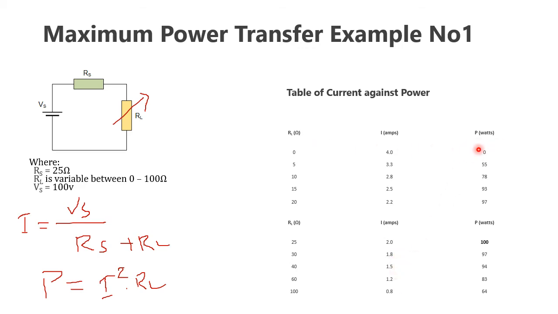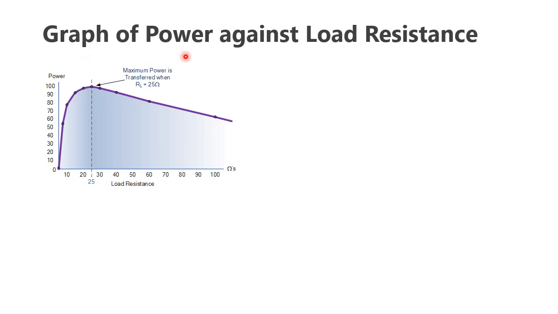But the power from 0 to 20 is increasing. Then at 25 ohm it reaches the maximum value. After that it is again reducing. So we will analyze by plotting the graph. This is the graph of power against load resistance. Here are the load resistance values, and the y-axis is the power. You can see that from 0 to 100, from 0 to 25 the graph is increasing. At this point it is getting the maximum power transfer. At RL of 25 ohm, it is getting 100 watt of power. That is the maximum power. Then by increasing more, the power is again reducing.